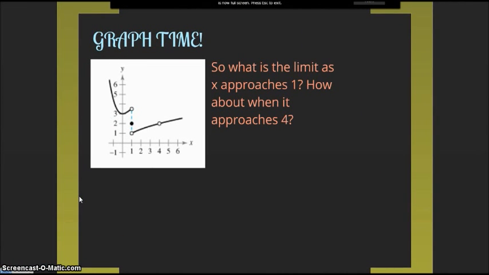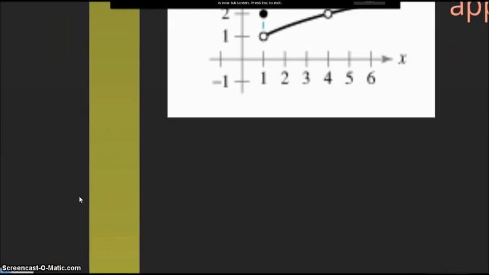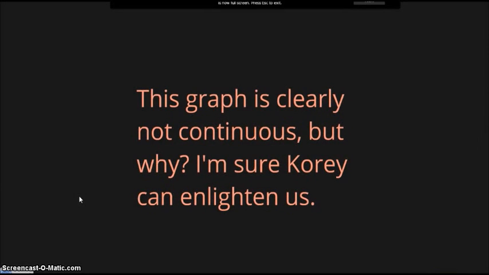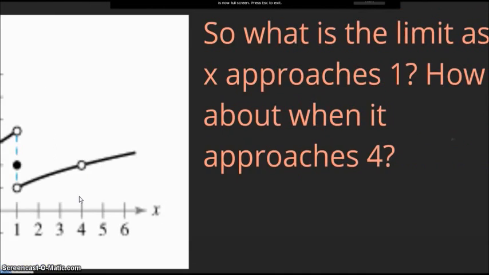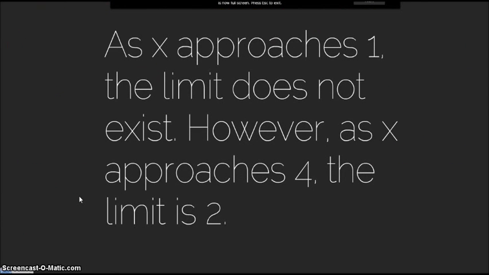Graph time! So what is the limit as x approaches 1? How about when it approaches 4? The graph is clearly not continuous, but why? As x approaches 1, the limit does not exist. However, as x approaches 4, the limit is 2.